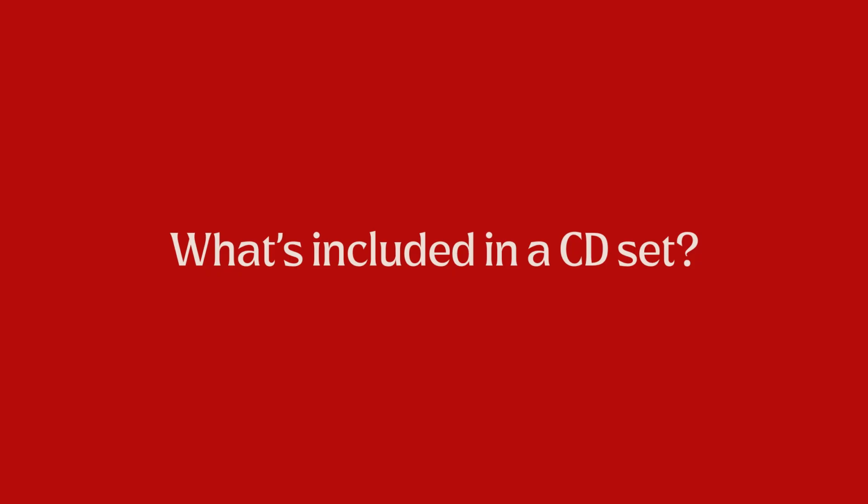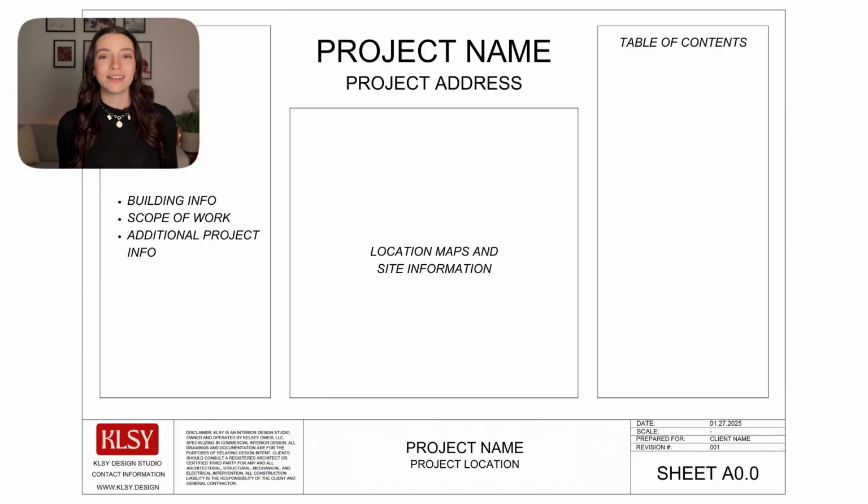Let's walk through what's commonly included in a CD set, starting with the cover sheet, also known as the title sheet. Some designers often forget about or neglect to include a cover sheet, but this page includes lots of important information and it shouldn't be excluded. It includes things like the project name and location, a drawing index outlining all of the sheets included in the set. It can have a location map, drawing notes, and any other useful site information.